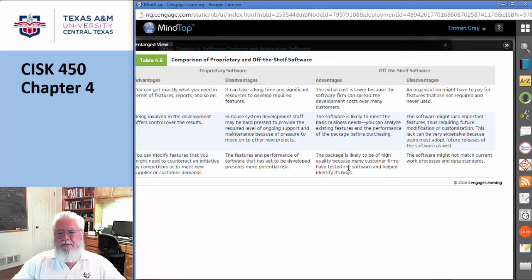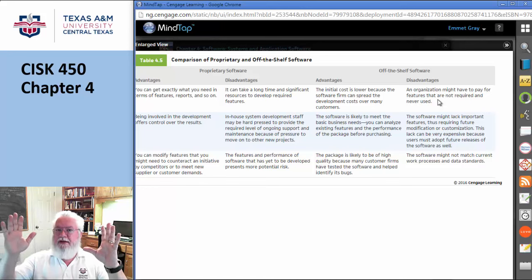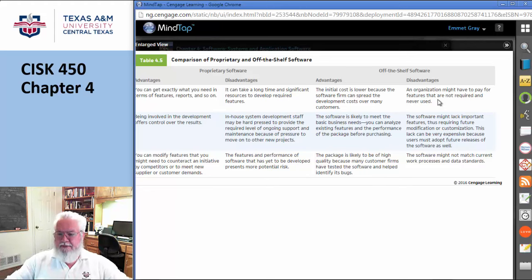And the package is likely to be of high quality because lots of people are using it and they're finding bugs and are fixing it. The disadvantage, an organization might have to pay for features that they don't want. In other words, I have to buy this big thing. Now, I only want this piece over here, but too bad, I got to buy the big thing. So I got tons and tons of features that I'll never use. And the software might lack some important feature, which requires me to go back to my in-house people and say, look, I know I bought this piece of software, but could you add this feature to it somehow?